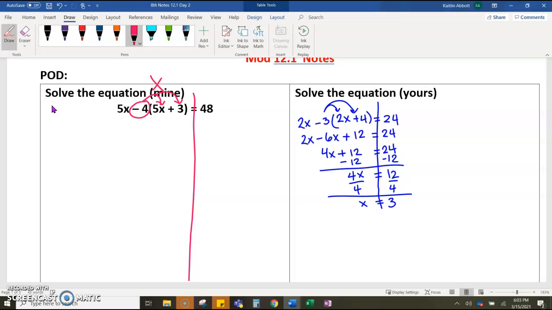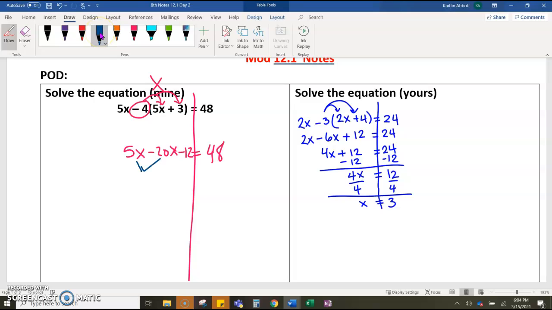So I'm going to bring that 5x down because I'm not going to do anything to it. 5x, and now -4 times 5x is -20x. And -4 times +3 gets me a -12 equals, bring down that 48. Okay, next step. I'm going to combine like terms.